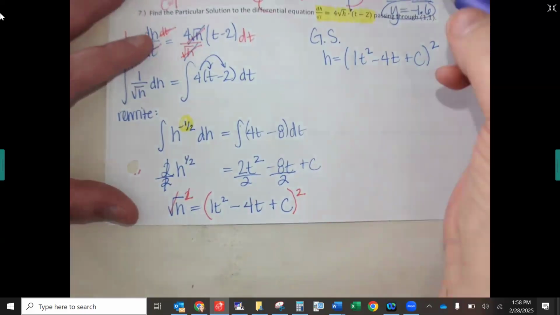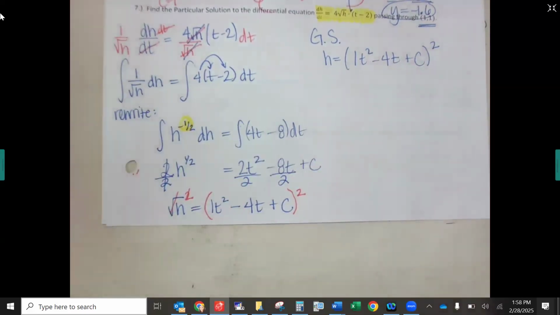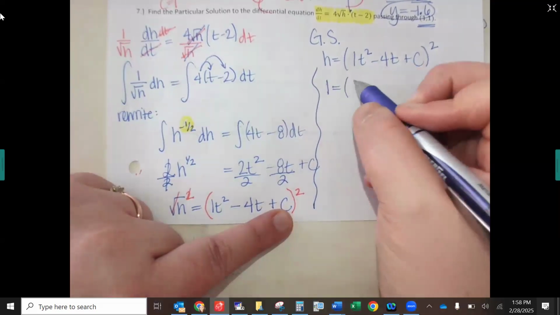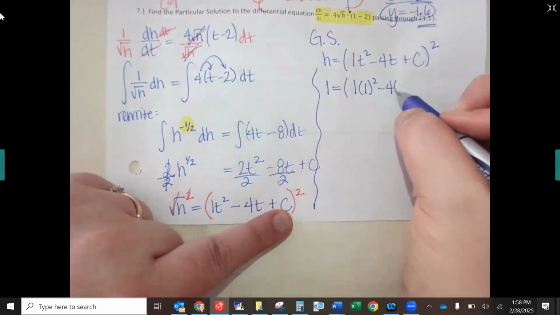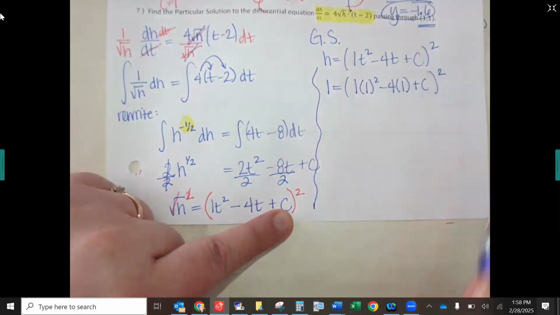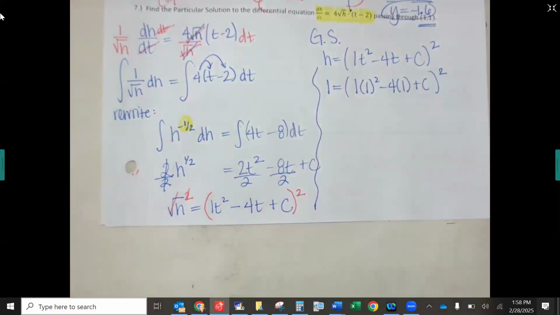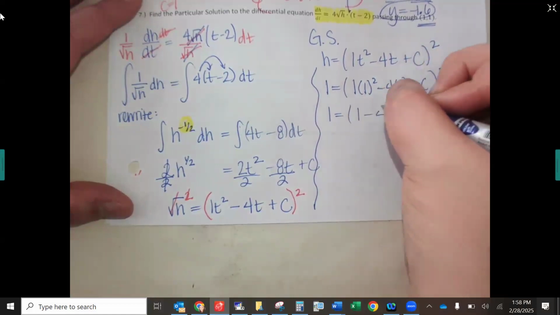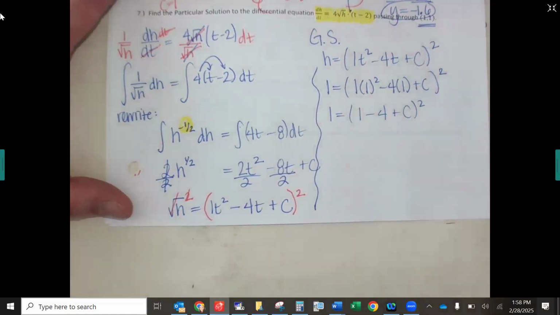Then from there, my ordered pair is 1, 1. That would be enough information for you to go back and find your c. So go ahead and give it a shot. 1, 1, you're putting a 1 in for the h. You're putting a 1 in for the t. So it'd be 1 times 1 squared minus 4 times 1 plus c, quantity squared. 1 squared is 1. Times 1 is still a 1. What's the middle number going to stay? Minus 4. What is 1 minus 4?